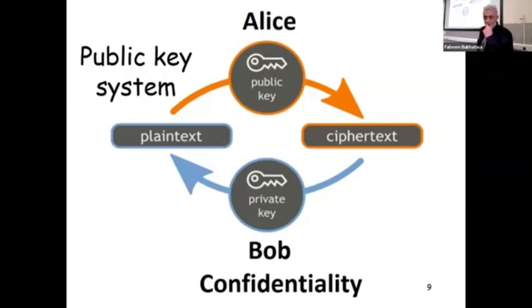So if you want to send a confidential message, use the public key. You look for the receiver. If you're the sender, you have a message you want to send to somebody, use their public key.